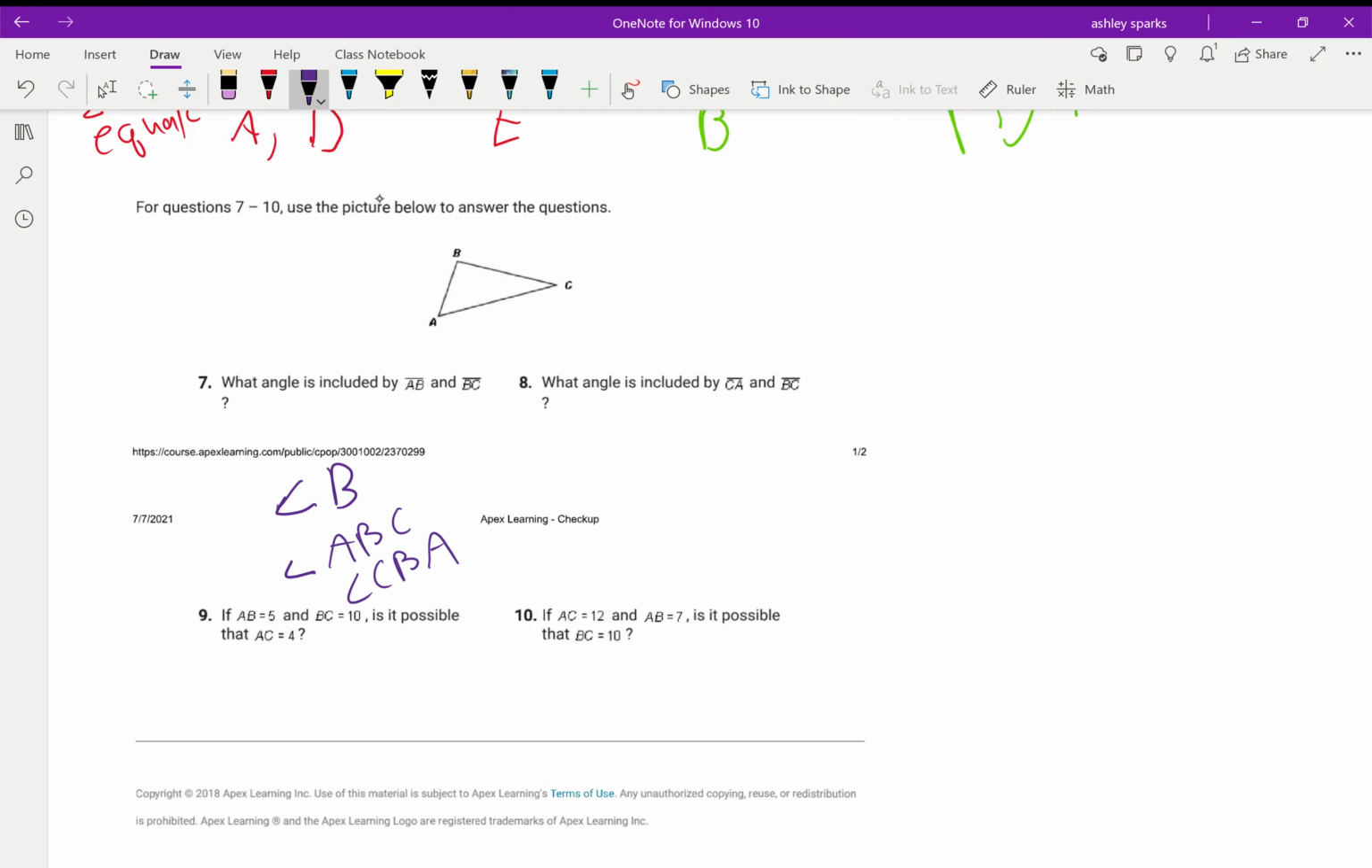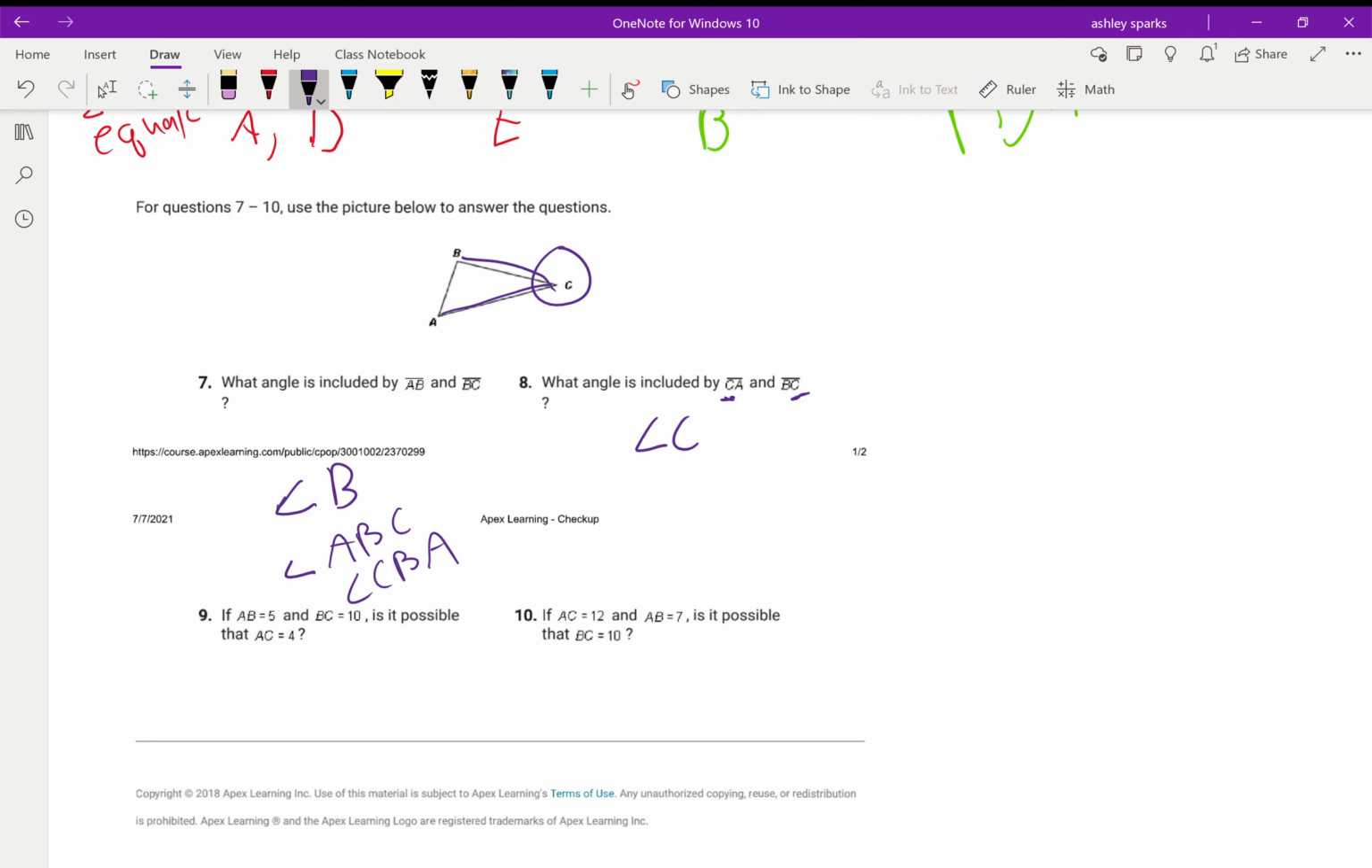And 8 is very similar. I have side AC and side BC. Well, look, what do both of them touch? It's angle C. You could also get that off of the fact that C is included in both of them, and that'll tell you which angle it is. Again, you could write out all of them. Depends on the Apex question.